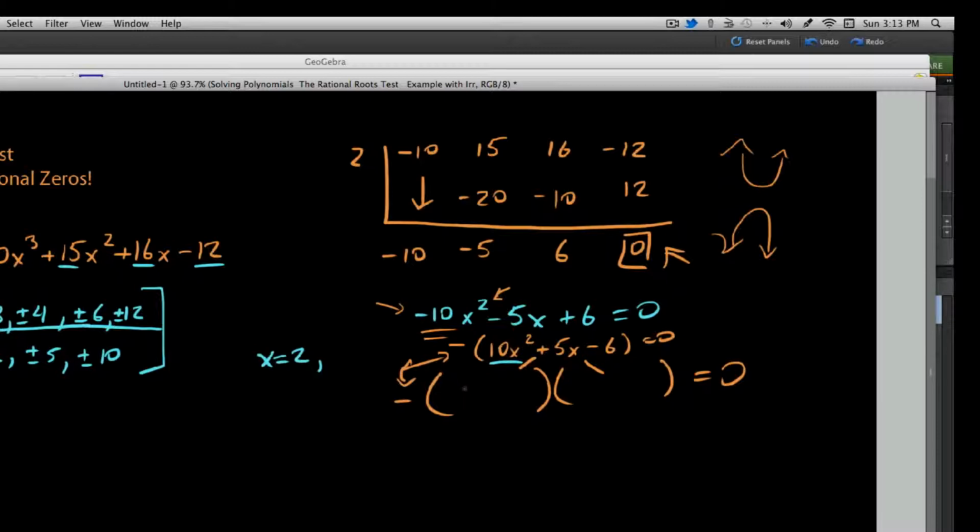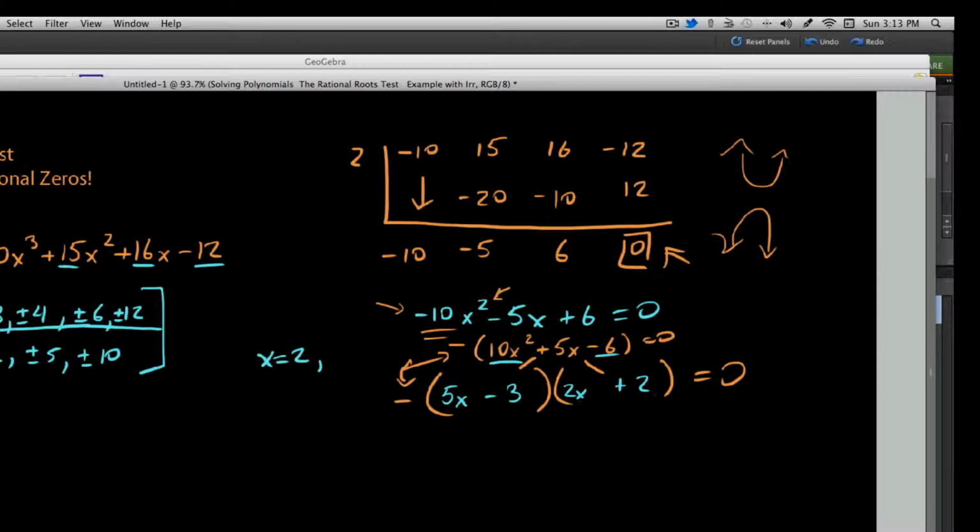And so we say factors of 10 include 1 and 10, and also we have 5 and 2. I'll give you a little hint. You should usually start with the closest of the two factors. We say 5x and 2x. Now we're guaranteed to get our 10x squared. Now we need to get a -6 back here. So we could say, well, maybe it's -3 plus 2.